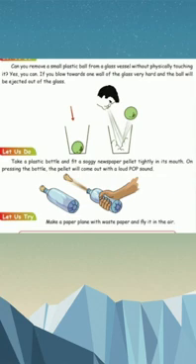Can you remove a small plastic ball from a glass vessel without physically touching it? Yes, you can. If you blow towards one wall of the glass very hard, the ball will be ejected out of the glass. Look at the picture. One ball is inside the glass. In another picture, he blows hard, so the ball comes out.